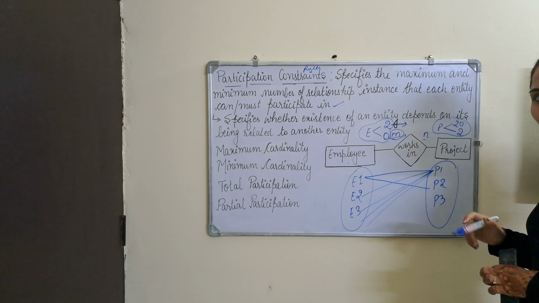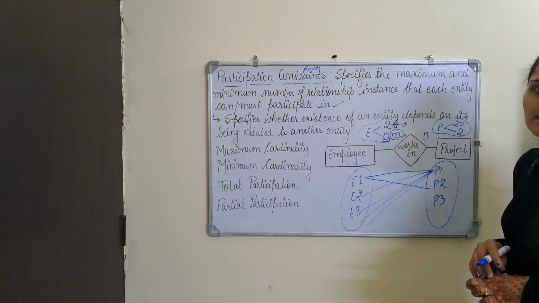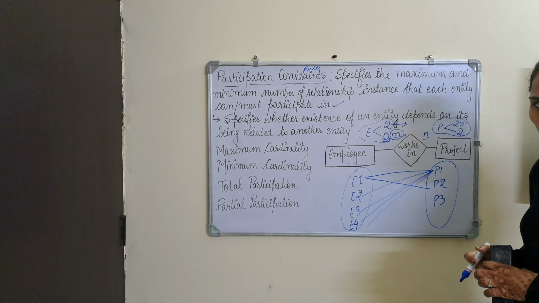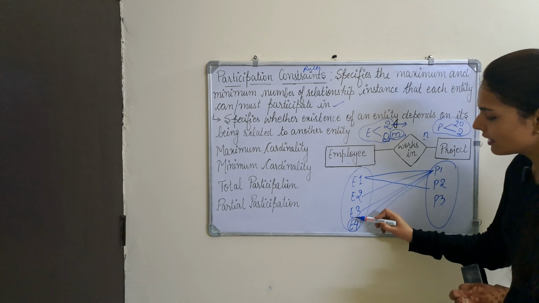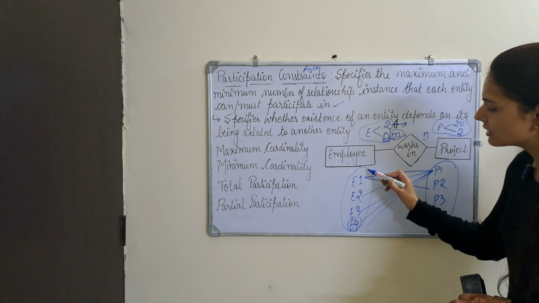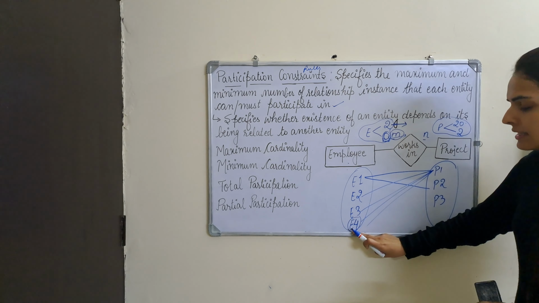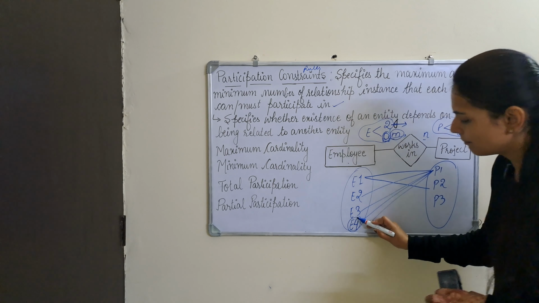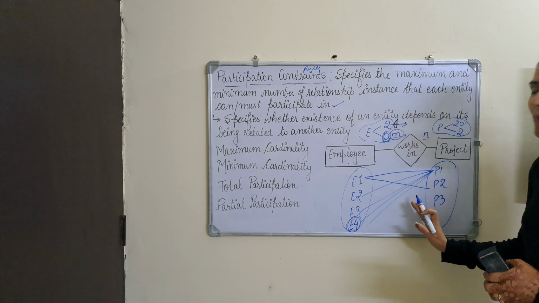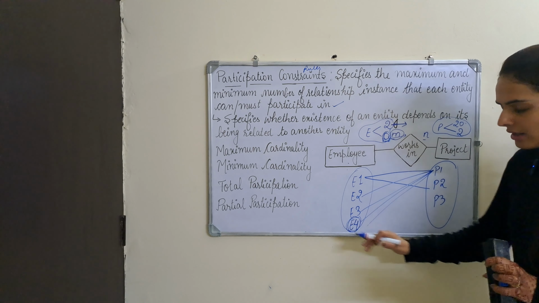But the important thing to see here is that the employee's minimum cardinality is 0. That means if there is an employee, say employee 4, who is not assigned to any project, that is completely fine, because for this entity set the minimum cardinality is 0, right? So it can be the case that there is one employee who is not participating in any relationship, or who is not assigned to any project.